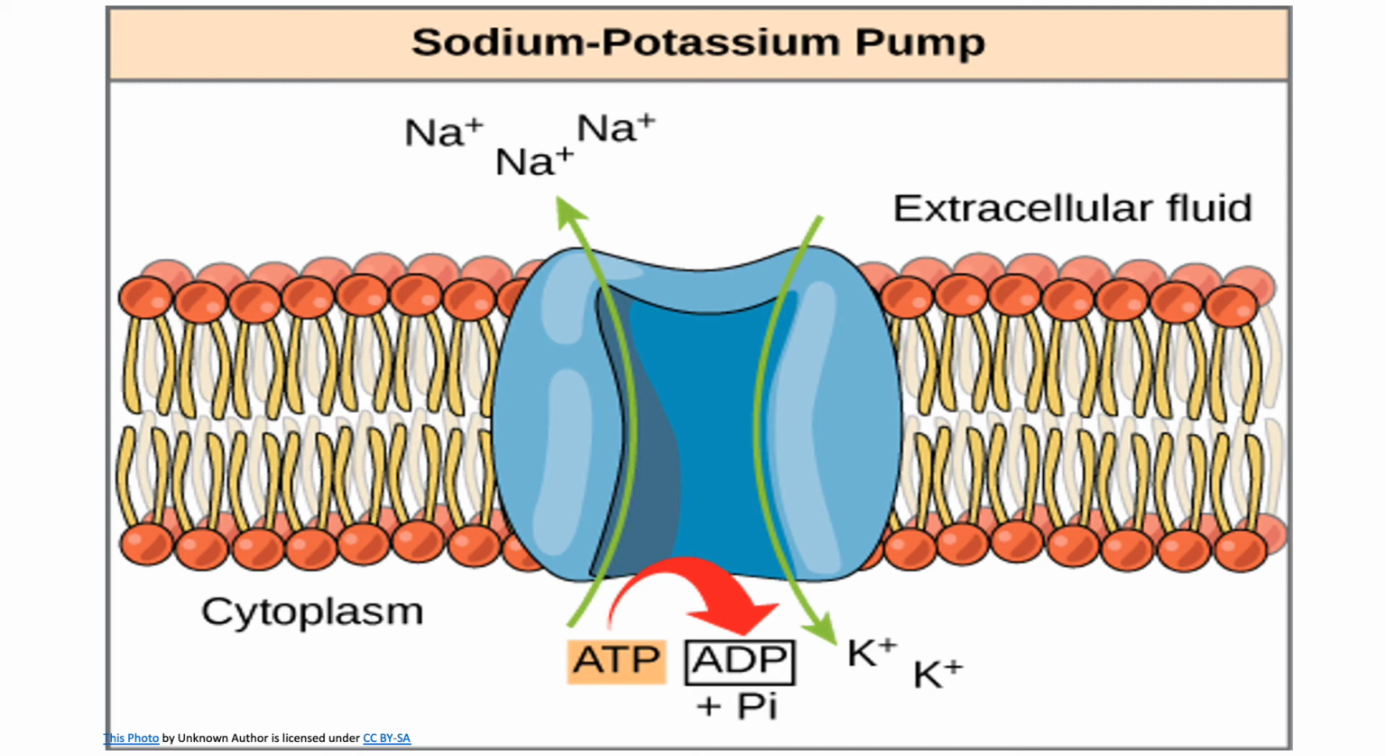What if I already have so much sodium outside, but I need more, so I need to take sodium out from the cell? What should I do? Or I already have so much potassium inside of the cell, but I need more potassium to get into the cell. How should I do these processes?